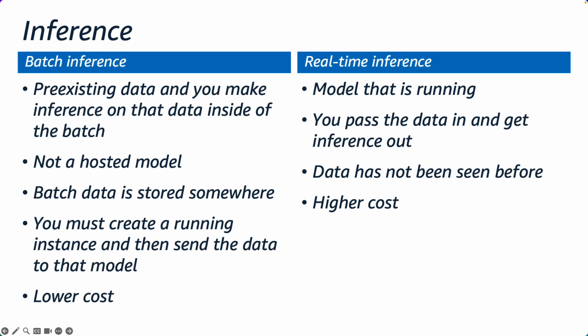The first method is to do batch inference. Batch inference has pre-existing data, and you want to make inferences on the data inside of the batch. And with batch inference, there is not a hosted model. This batch data is stored somewhere and is not running inside a model yet. So with batch inference, you must first create a running instance of the model and then send the data to the model. The model runs through the data in the data set, performs inference, applies labels, and so on. And then once that's complete, you can delete your model.